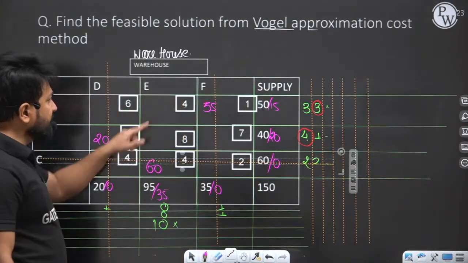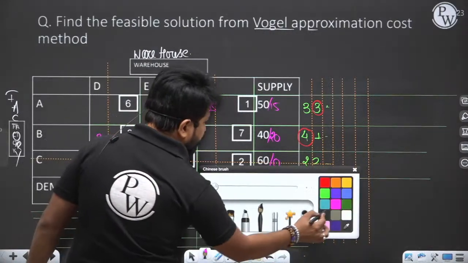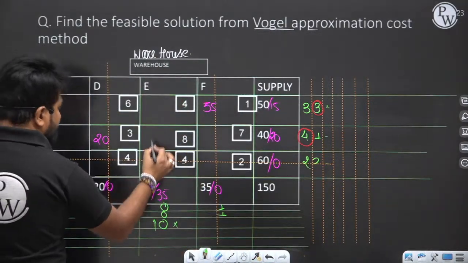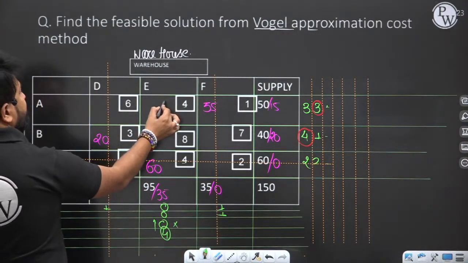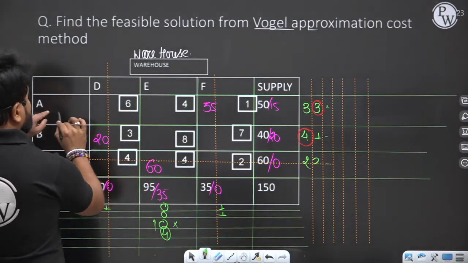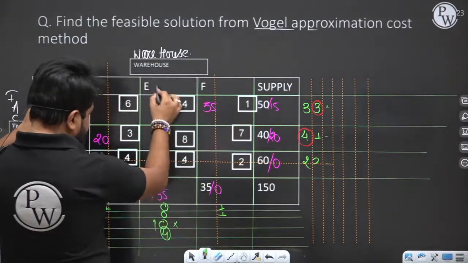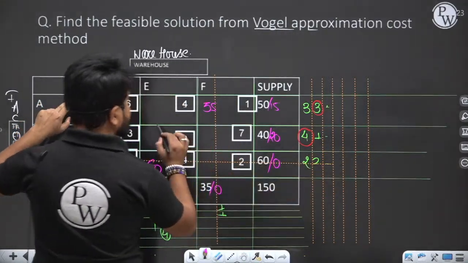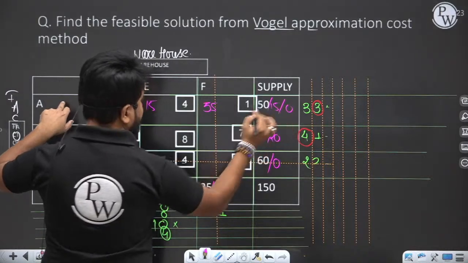Again, when you are going to find out the penalty, the penalty only of this column will come out, and that will be 4, and we are going to select that 4. Again the minimum transportation cost of 4. So A is going to supply E. A can supply 15 and E can store 35. So my dear student, here I am going to supply from A, that is 15. Okay, supply is 0.